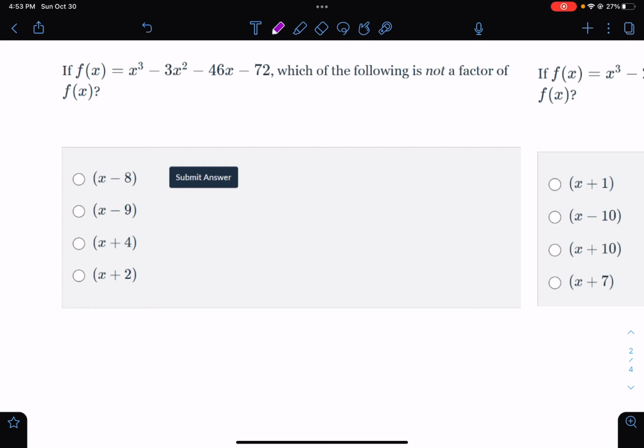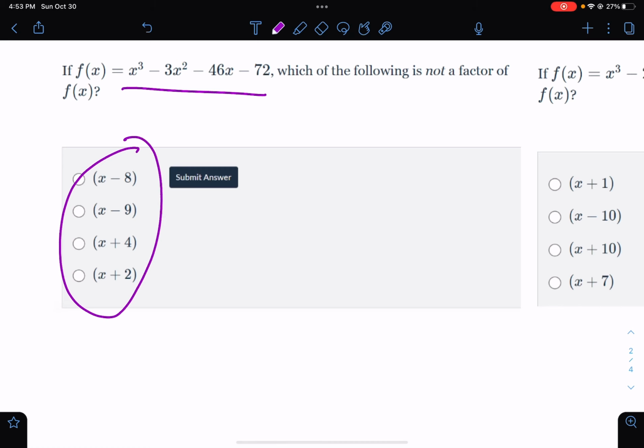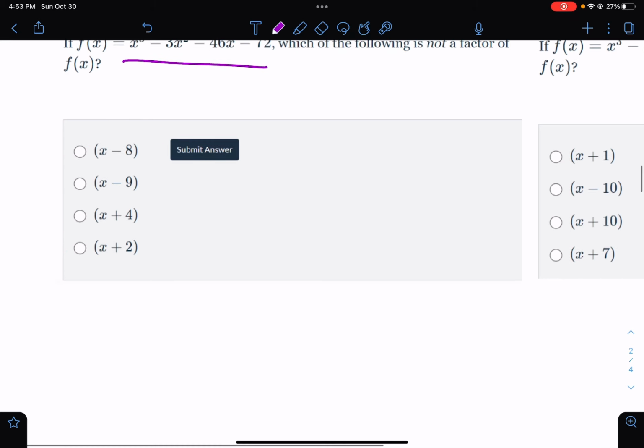All right, so basically what we have to do is figure out which one of these factors gives us a remainder. And if it gives us a remainder, that means that it is not a factor of this polynomial here, okay? So does that mean that we have to do division a lot here? Yes, we do. But fortunately, we can use synthetic here. If we look, all of these are just x plus or minus a number. So synthetic would be super duper easy here.